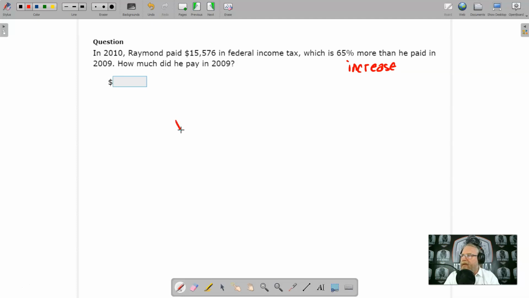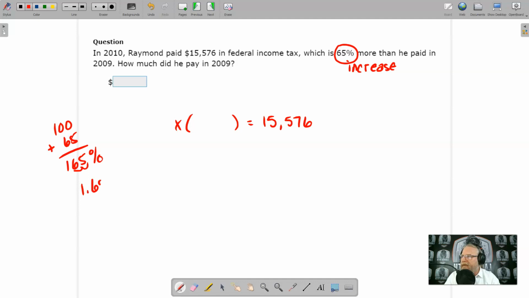So we have an original amount. We're going to multiply it times a certain amount of increase, and that's going to give us the new amount, which in this case is $15,576. It increases by 65%. Remember, that's 100 plus 65 to end up with 165%. As a decimal, with the decimal over two places, we'd end up with 1.65. So 1.65. We have it set up.